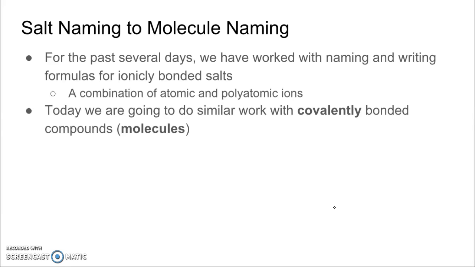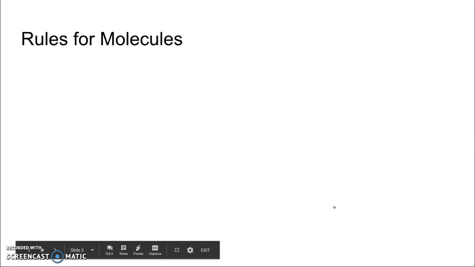Okay, covalent bonds share. That means both of them want electrons. We're going to see that it's two nonmetals. And please remember that hydrogen also likes to do covalent bonds. So we're going to see when hydrogen bonds with another nonmetal, we still call that a molecule. Okay, cool.